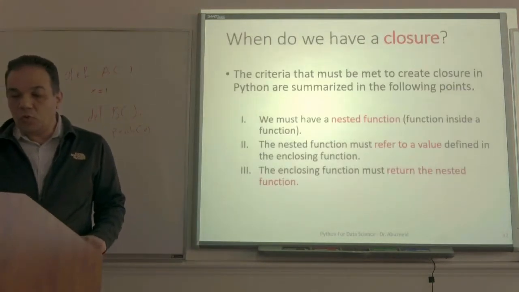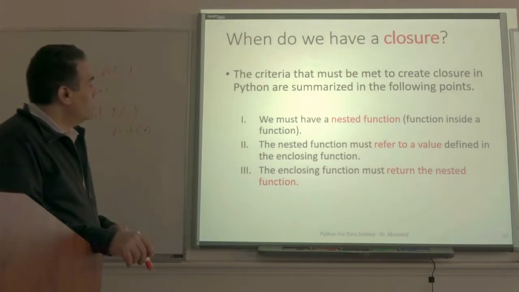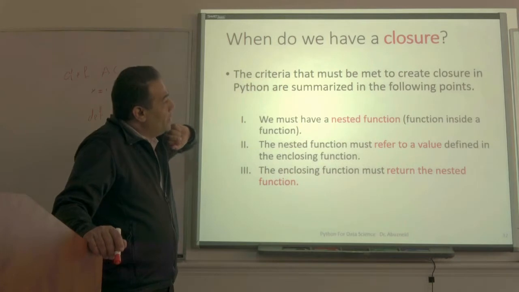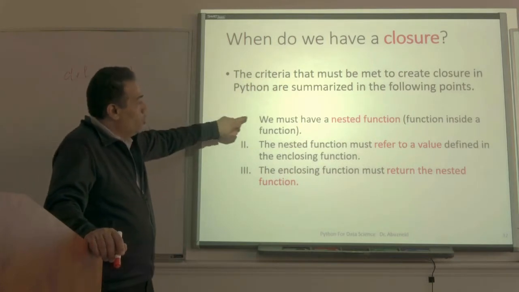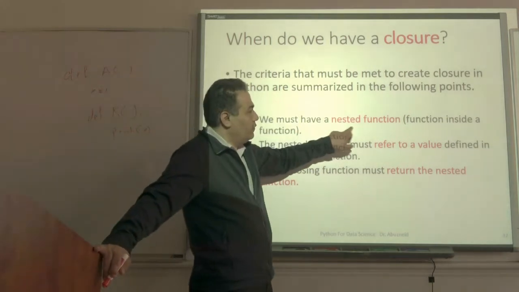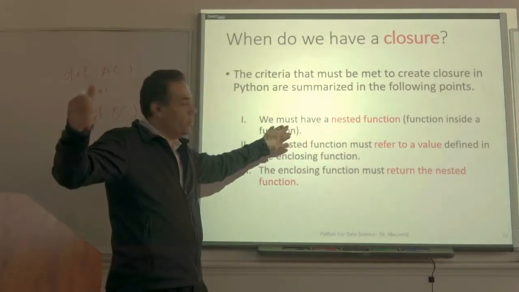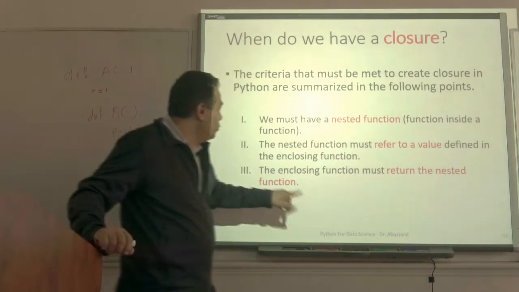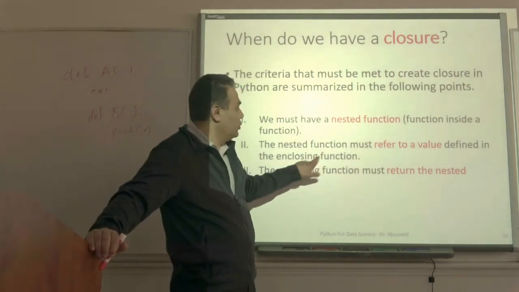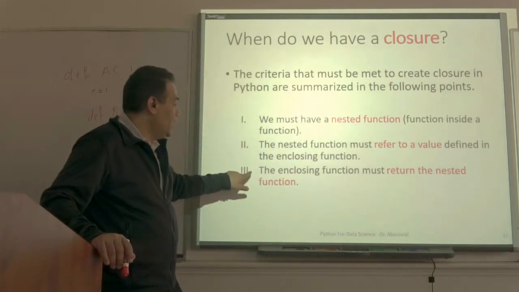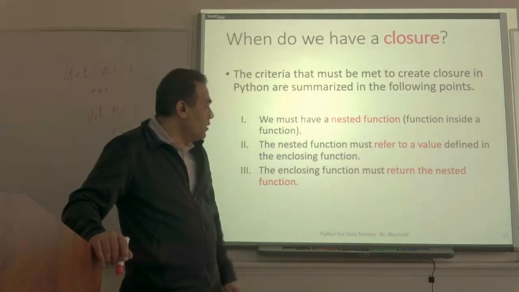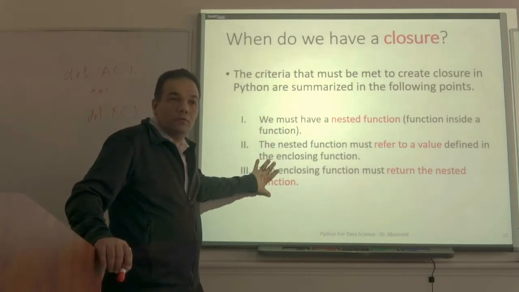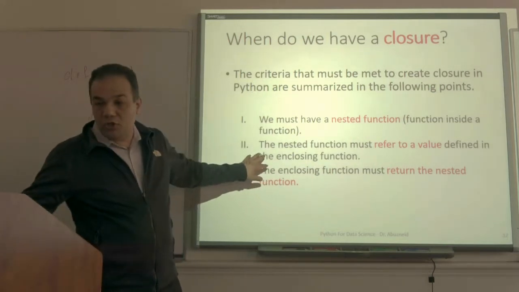So when do we have to use a closure? Okay. So the criteria that must be met to create a closure. Number one, we must have a nested function inside a function. Number two, the nested function must refer to a value defined in the enclosing function. And number three, the enclosing function must return the nested function. That's what will make a closure. So these conditions are here.